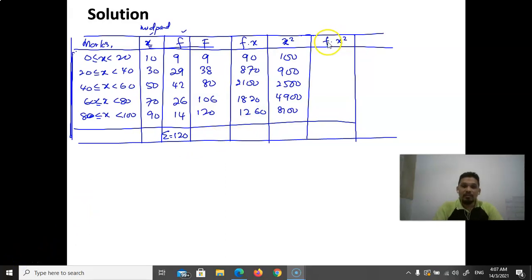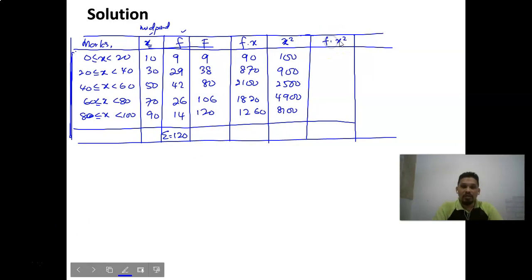Okay, now we get a column for F multiplied with X squared. So there's a column of F and a column of X squared. So 9 times 100 equals 900. Then F 29 times 900, okay, 29 times 900 equals 26,100.